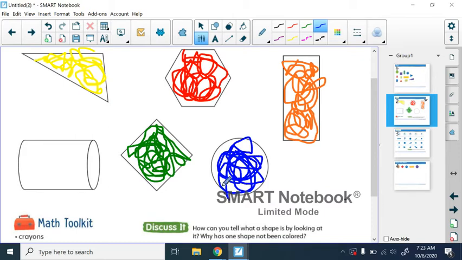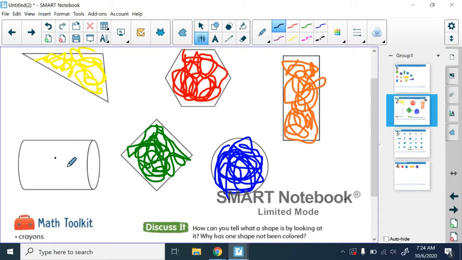Nice work. Boys and girls, point to the shape that we didn't color. Why haven't we colored this shape? Remember, we said we were looking for the flat shapes. So why haven't we talked about this shape right here? Is this shape flat, boys and girls, or is it a solid shape?